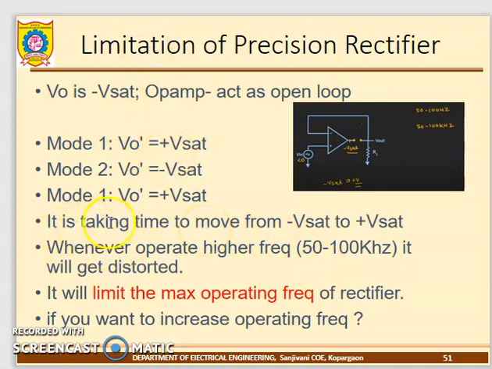It takes time to move from mode 2 to mode 1. The circuit operates as mode 1, mode 2, mode 1, mode 2. But when going from negative saturation in mode 2 back to positive saturation, it takes time.